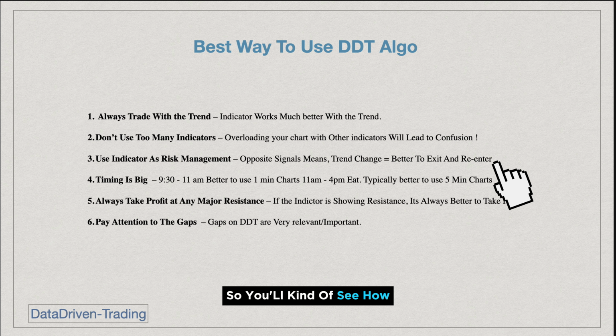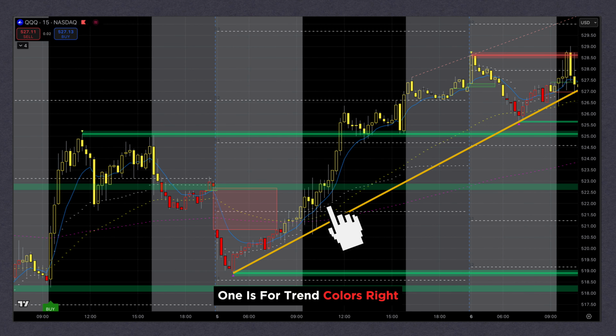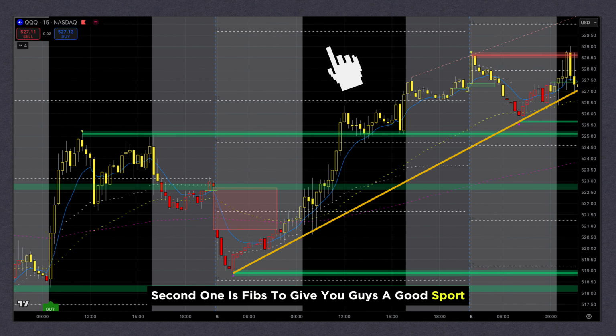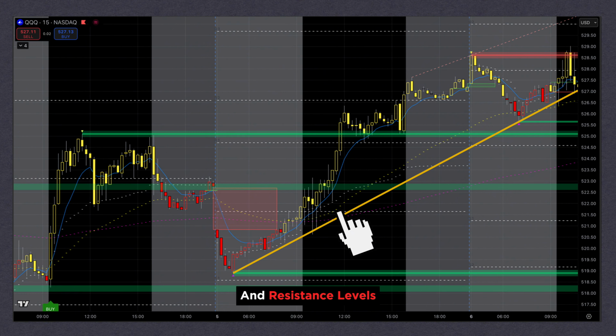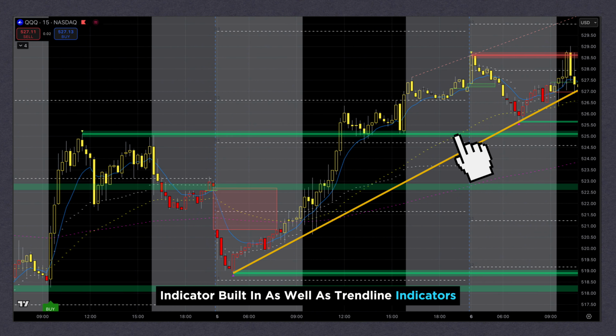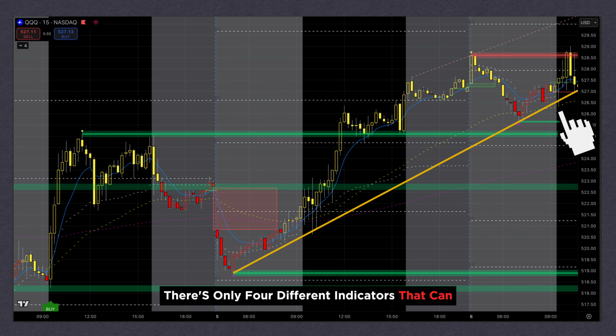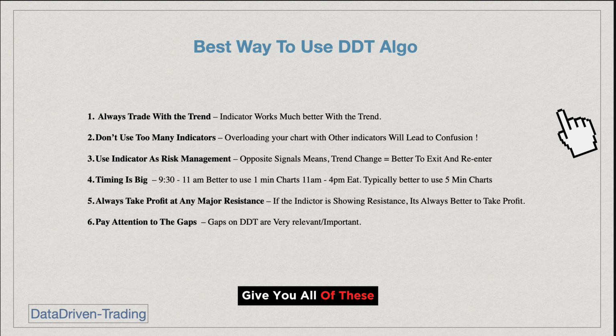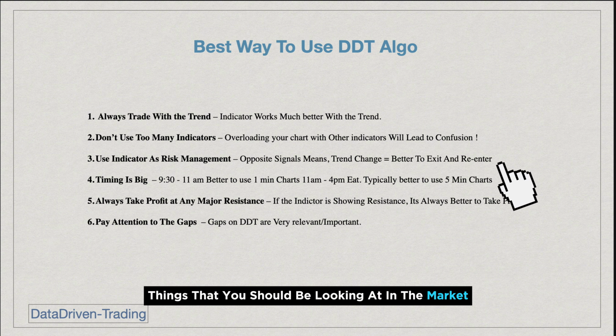So you'll see how we only have 3 or 4 different indicators, and they're all meant for different types of trading. One is for trend colors. Second one is fibs to give you guys good support and resistance levels, and then you also have a supply and demand indicator built in, as well as trend line indicators, and that's about it. There's only 4 different indicators that can give you all of these things that you should be looking at in the market in the same one indicator. And this is why our indicator is one of the best indicators out there, because it combines all the best ways of trading into this one indicator.